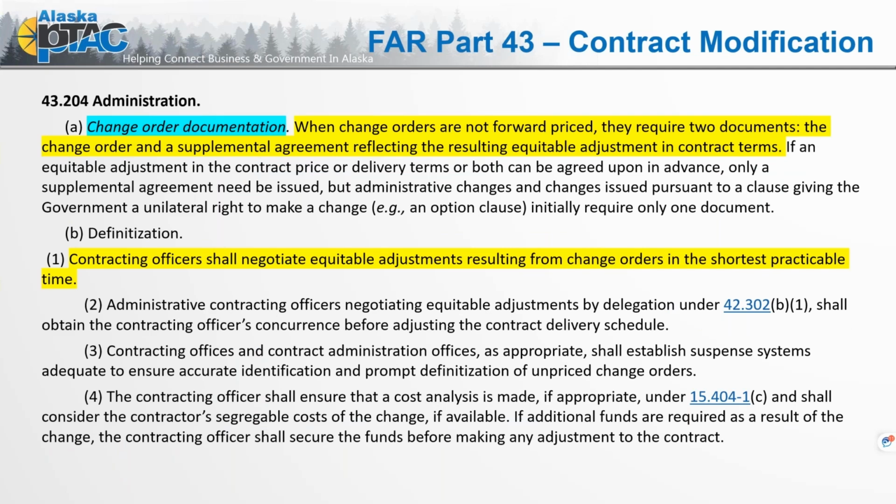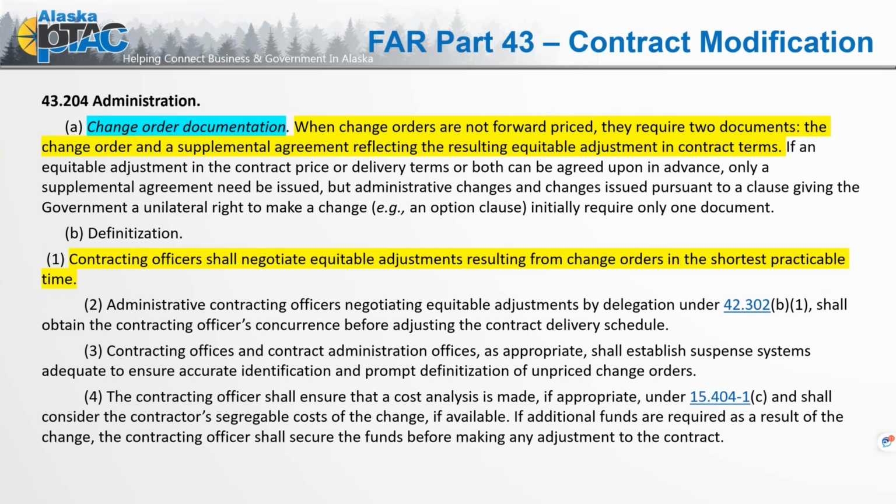All right, administrative. Again, we're still part 43, administration, change order documentation. And I've already kind of started talking about this. So as the FAR defines, when change orders are not forward priced, they require two documents, the change order and a supplemental agreement reflecting the resulting equitable adjustment in contract terms. So if we hop down to 43.204(b)(1), it says contracting officers shall negotiate equitable adjustments resulting from change orders in the shortest practical time. Now, it doesn't give a time turnaround, shortest practical time.